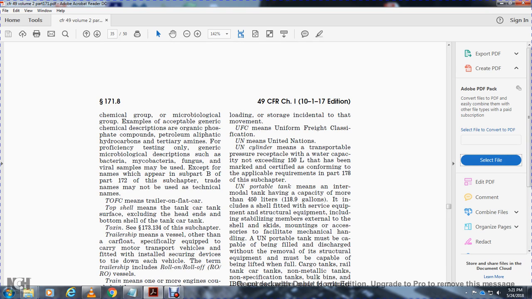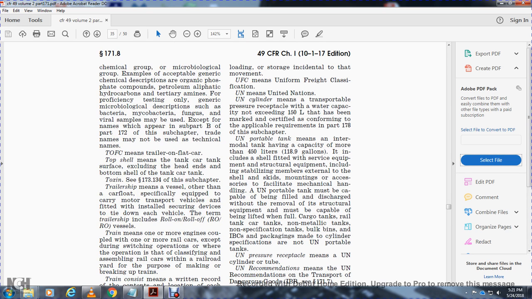UN cylinder means a transportation pressure receptacle with a water capacity not exceeding 150 liters that has been marked and certified as conforming to the applicable requirements of part 178 of the subchapter. UN portable tank.